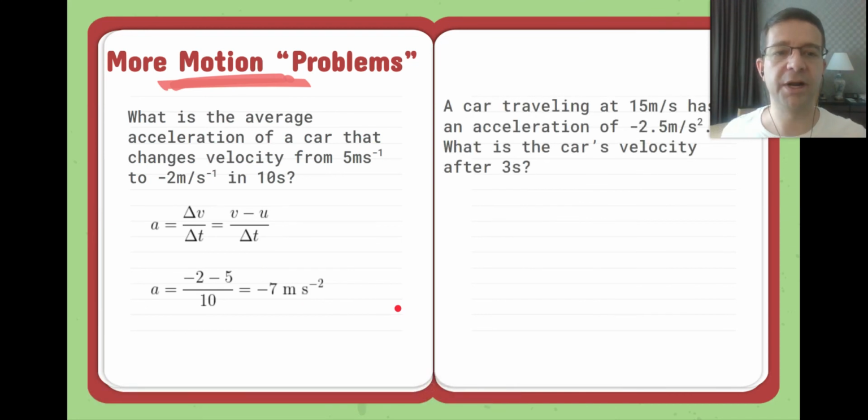Here's another one. Why don't you try it? We have a car traveling at 15 meters per second that has an acceleration of -2.5 meters per second squared. What's that car's velocity after 3 seconds? I'll pause for you.